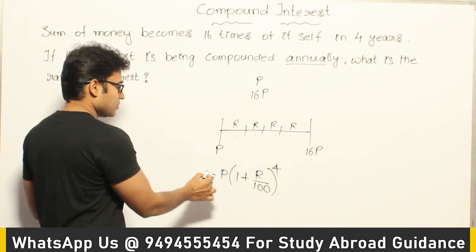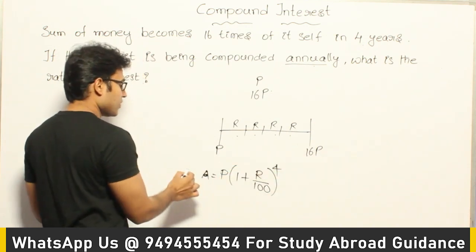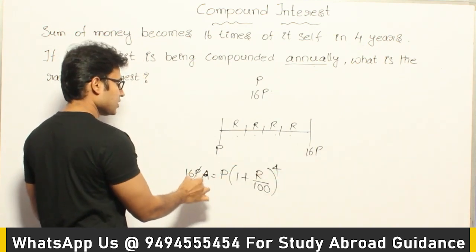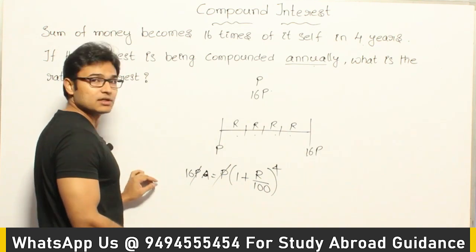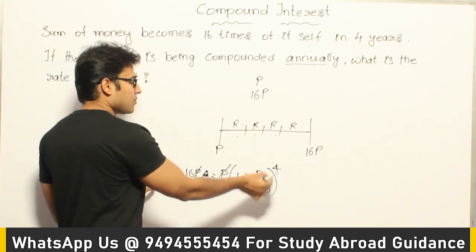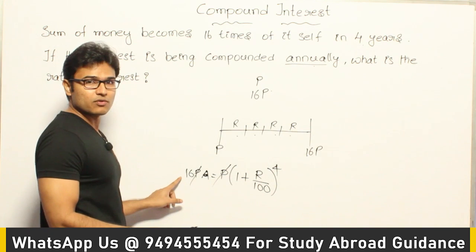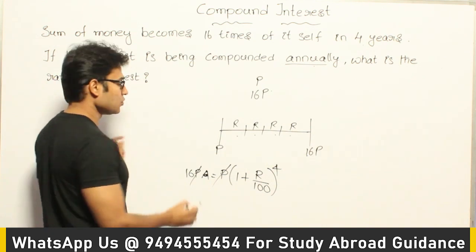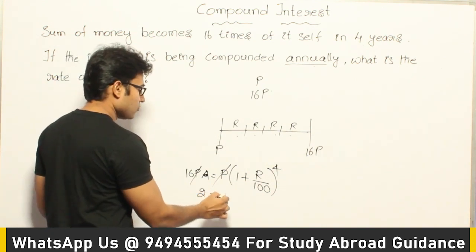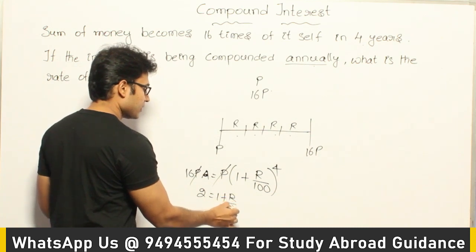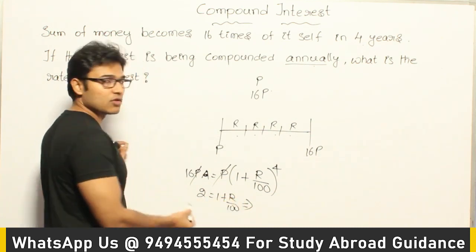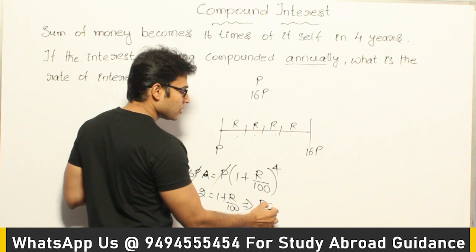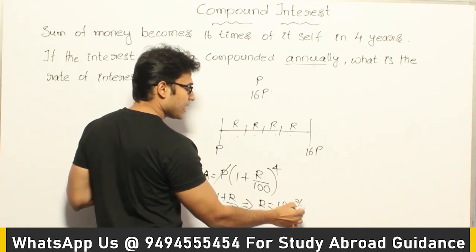Therefore you can substitute in place of A, 16P, because the final amount is going to be 16 times the initial amount. Therefore these two got cancelled. Now 1 plus R by 100 equal to 4th root of 16. 4th root of 16 is 2. Therefore 2 equal to 1 plus R by 100. Now what does it mean? R by 100 equal to 1 or R equal to 100% per annum.